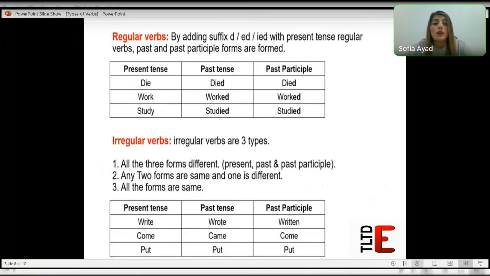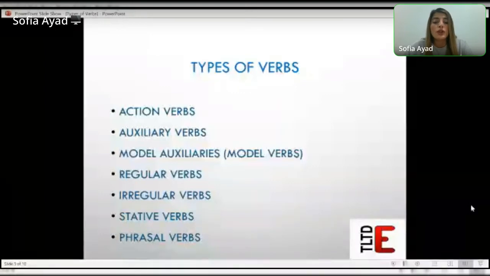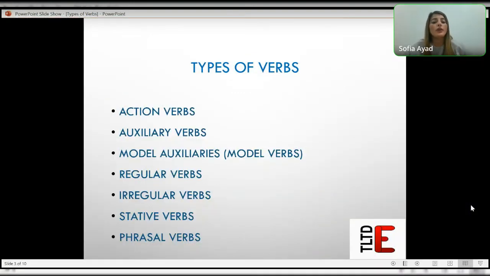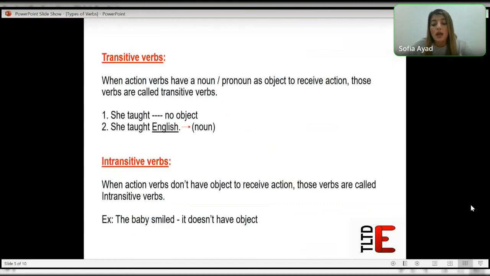So we will review what we took today. We have several types of verbs such as action verbs, auxiliary verbs, modal auxiliaries or modal verbs, regular verbs, irregular verbs, stative verbs, phrasal verbs. Action verbs, we say, express physical or mental action done by someone or something. It has two types, transitive verb and intransitive verb. Transitive verbs have an object, and intransitive verbs don't have an object.